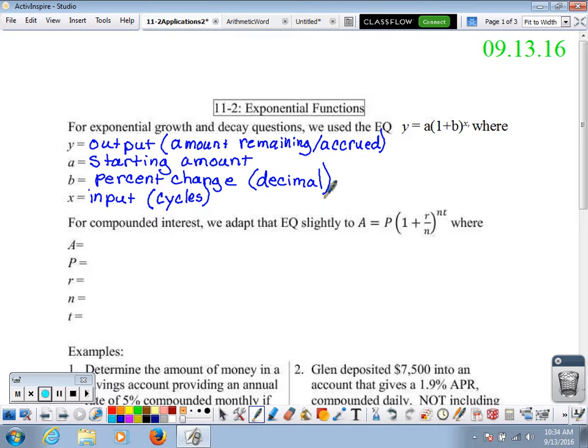What are we supposed to be watching out for on B, though? What are we supposed to keep in mind? Positive or negative. Keep in mind, it could be positive, could be negative.